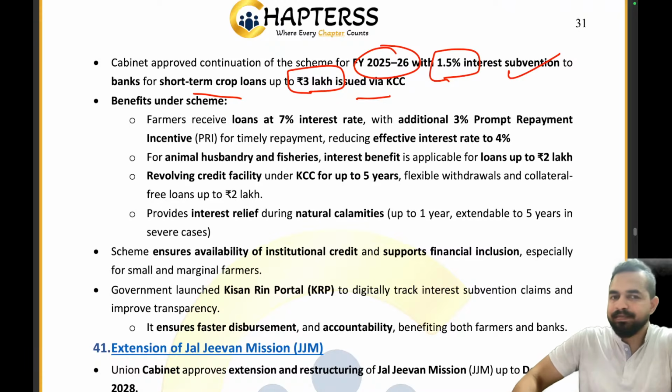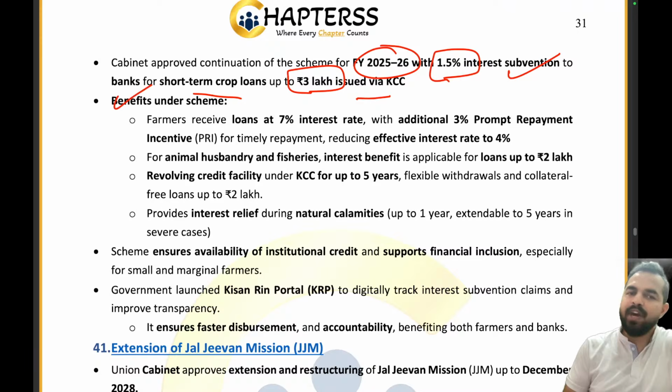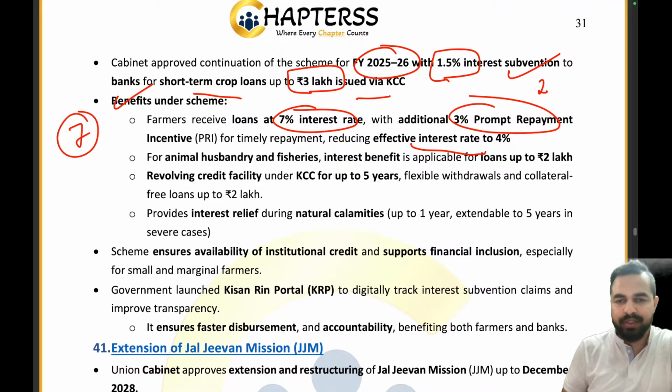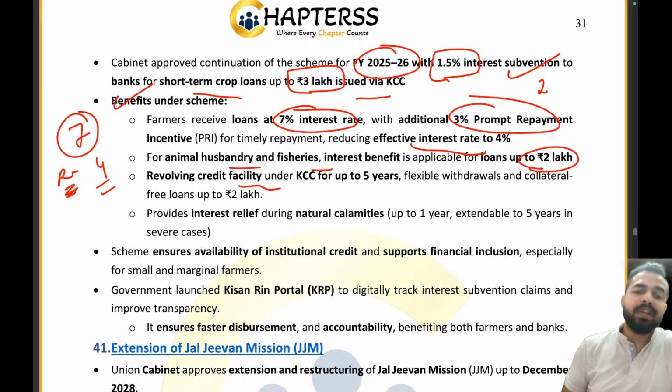Clear everyone? Now what are the different benefits under the scheme? The farmer receives loans at a 7% interest rate, with an additional 3% prompt repayment incentive for timely repayment, reducing the effective interest rate to 4%. That means if the farmer has taken the loan at a 7% interest rate and repays the loan on time, then he will have an effective interest rate of only 4%. For animal husbandry and fisheries, interest benefit is applicable to loans up to ₹2 lakh. There is a revolving credit facility under the KCC for up to 5 years, and flexible withdrawals and collateral-free loans up to ₹2 lakh are there.